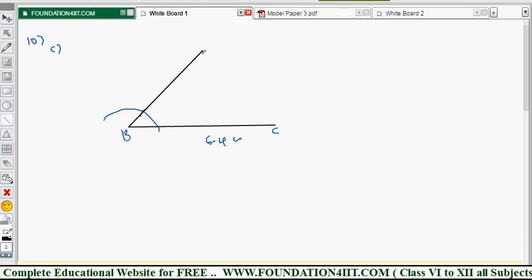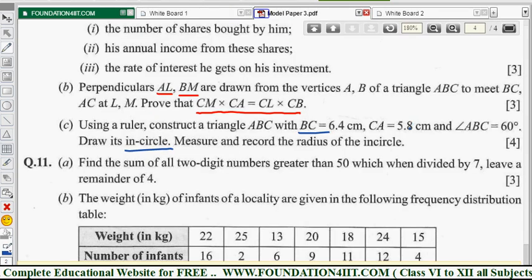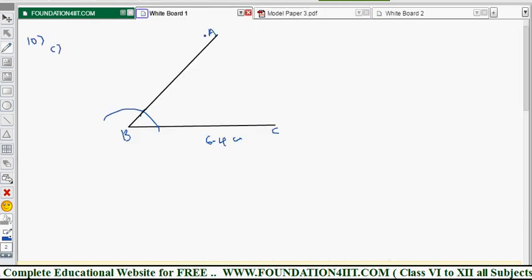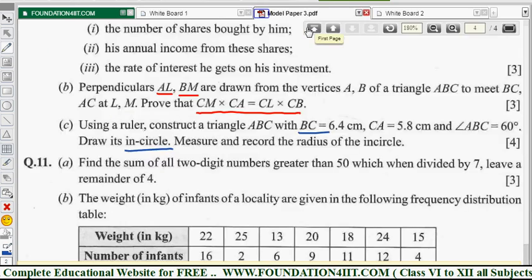So this is a rough diagram I am showing. You can find the videos on the same channel. And you can cut this CAB and CA 5.8. From C, you can draw an arc. That is 5.8 centimeters, and this angle is 60 degrees. Right. And for this you need to construct the incircle.